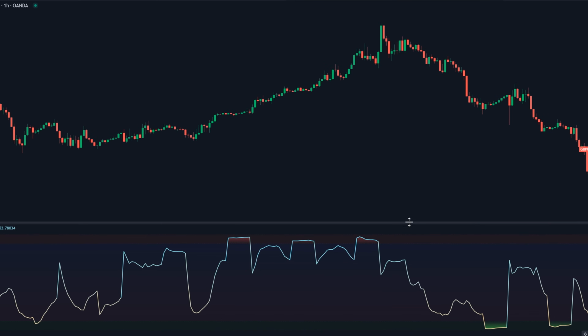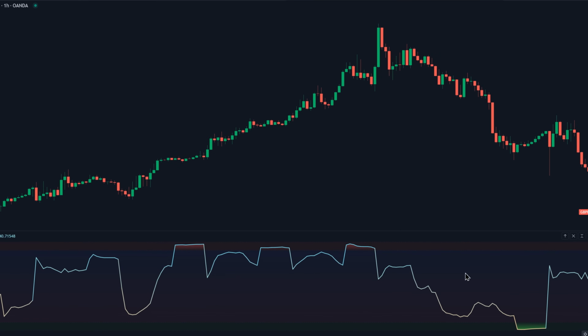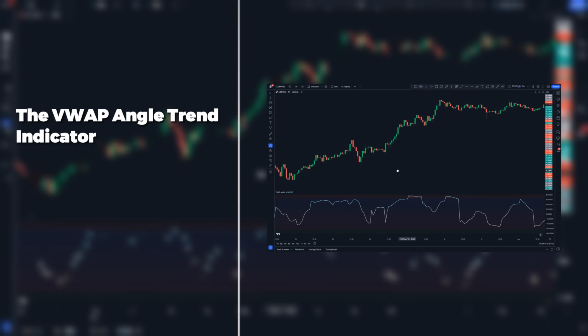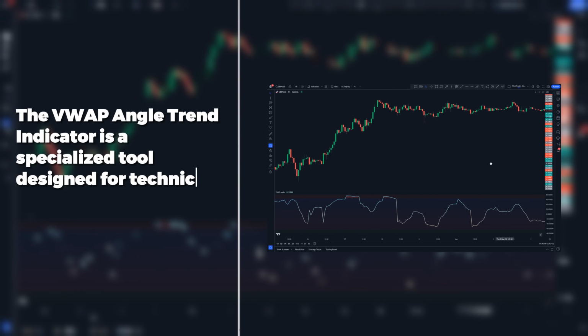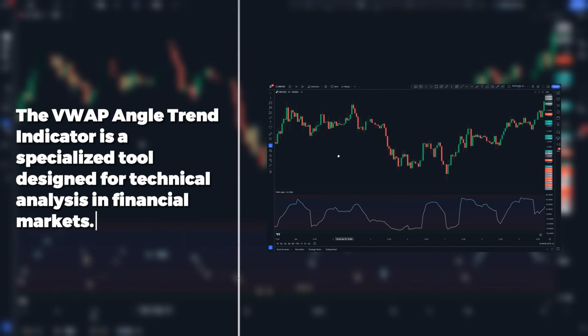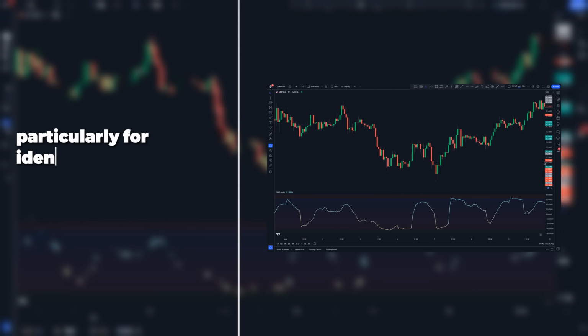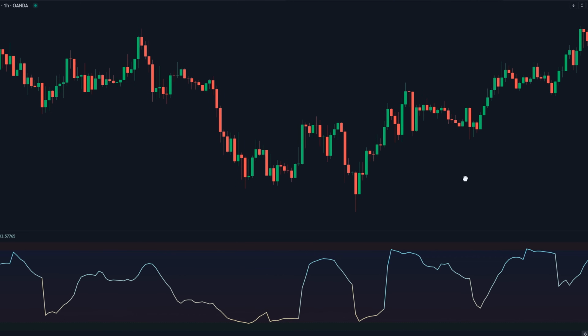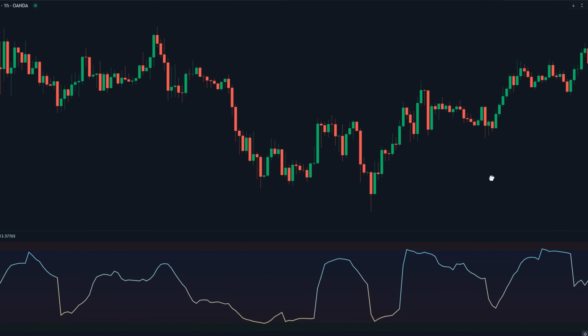Now, after adding this indicator to your chart, this is how it's going to look. You may be thinking, but what exactly is this indicator? Well, let me explain. The VWAP Angle Trend Indicator is a specialized tool designed for technical analysis in financial markets, particularly for identifying potential trend reversals in trading securities. For a better understanding, let's go over its key components.